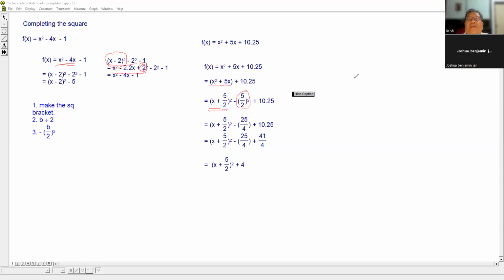Any questions so far? No? This completing the square is quite difficult.